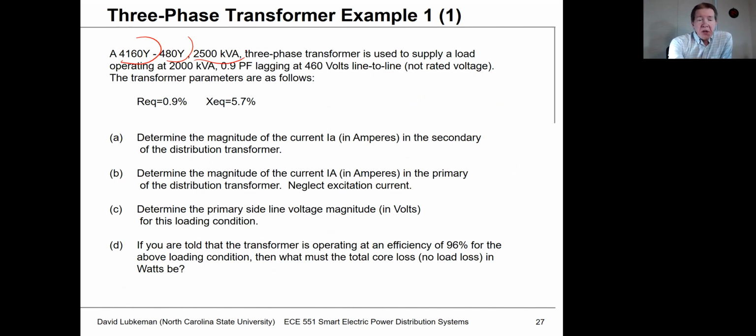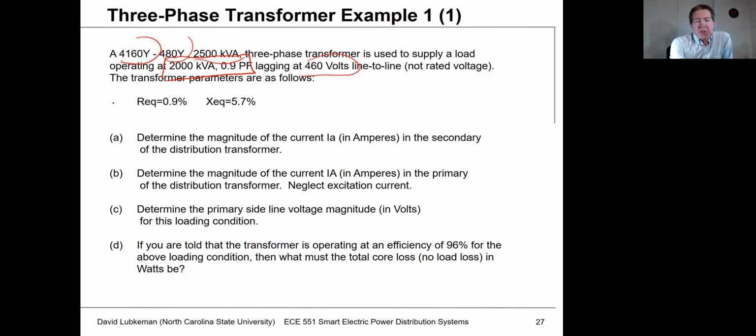And we're supplying a load operating at 2,000 kVA at 0.9 power factor, and we're told that the secondary side is at 460 volts. And a lot of these problems, I'm going to give you the secondary side voltage, and we're going to work backwards to the primary side. Now, if we had a power flow, we're going to go in the opposite direction. But generally for these things by hand, we're going to start with the secondary voltage assumed.